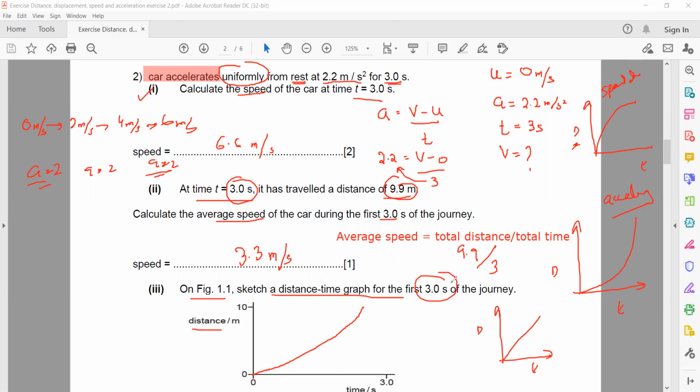Is it clear? Yes, sir. Accelerate uniformly means acceleration is constant and speed continues to increase. Is it clear to everyone? So this was question 2.